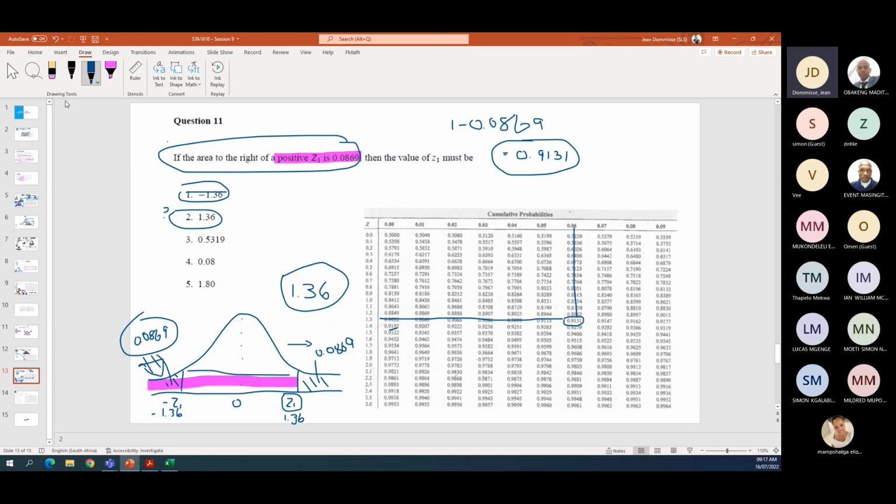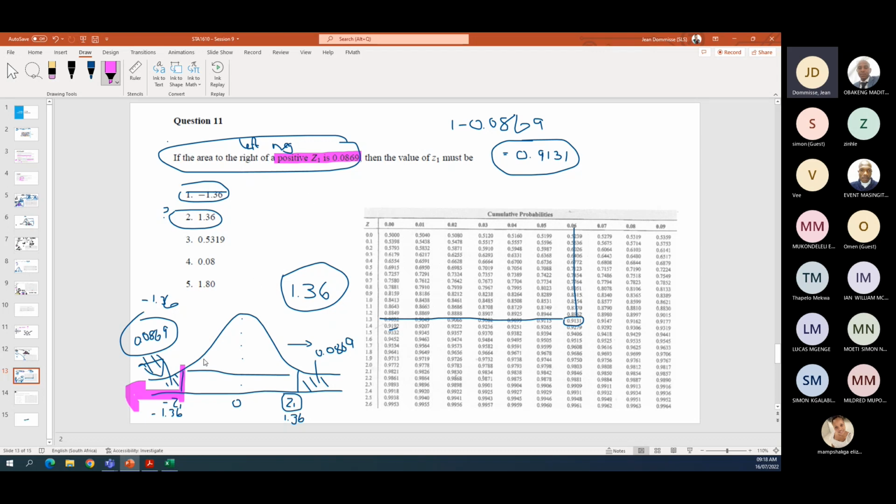So they could have phrased this question to say: if the area to the left of a negative Z is 0.0869, what's the value of that Z? Then it would have been negative 1.36, because then it would have meant that left is to that side and we're looking at a negative value. So it's all in what they are asking us.